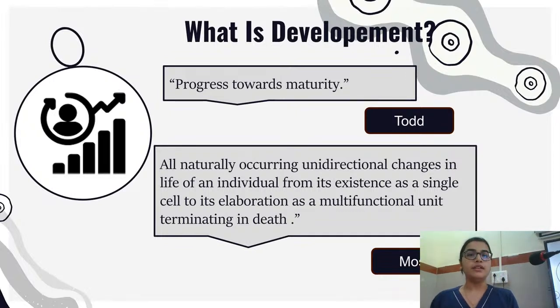And what is development? According to Todd, development is progress towards maturity, and Moss defined development as all naturally occurring unidirectional changes in the life of an individual from its existence as a single cell to its elaboration as a multifunctional unit terminating in death.